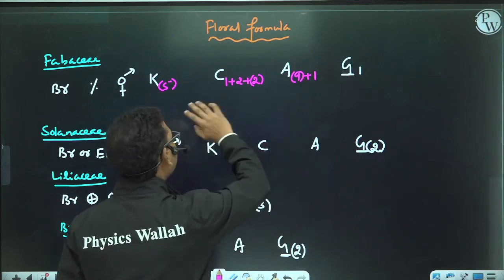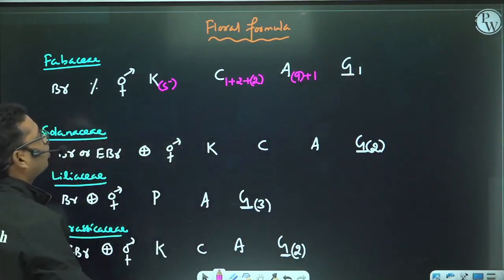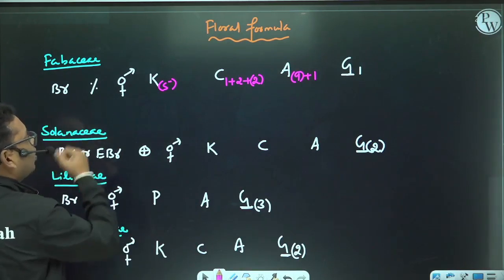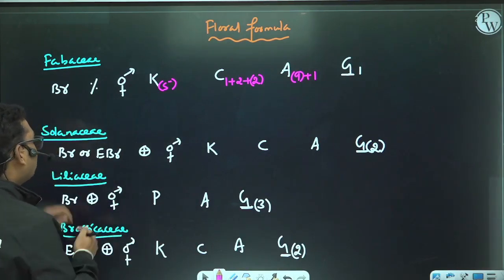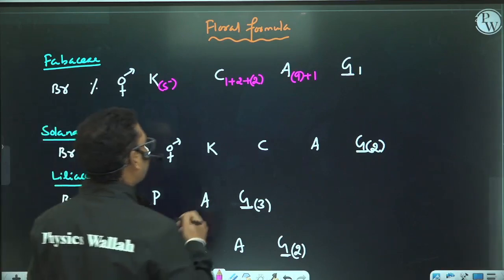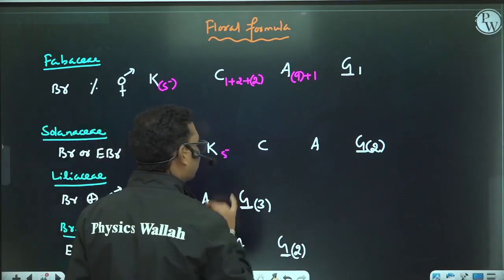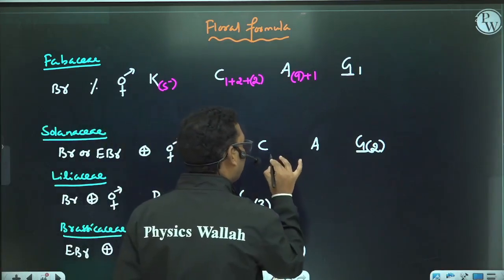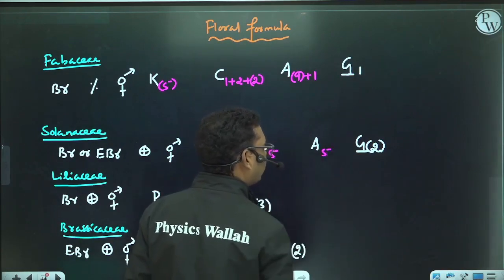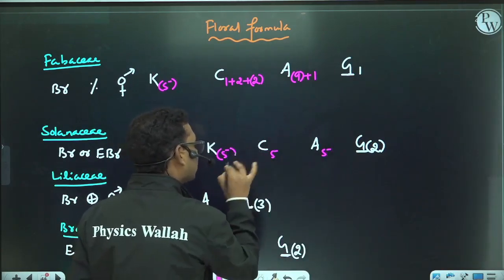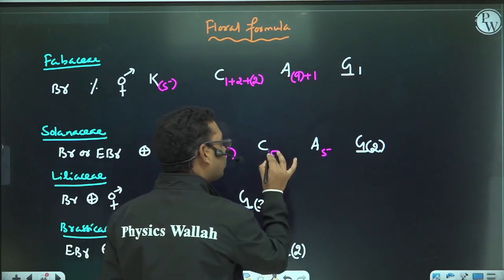Okay, so this is the floral formula of what? This is the floral formula of the Fabaceae family. Okay, what about the Solanaceae family? In case of Solanaceae family also 5 sepals are present. Okay, 5 petals are present, and stamens are also 5 in number. Okay, and here the sepals are fused with each other, and the petals are also fused.